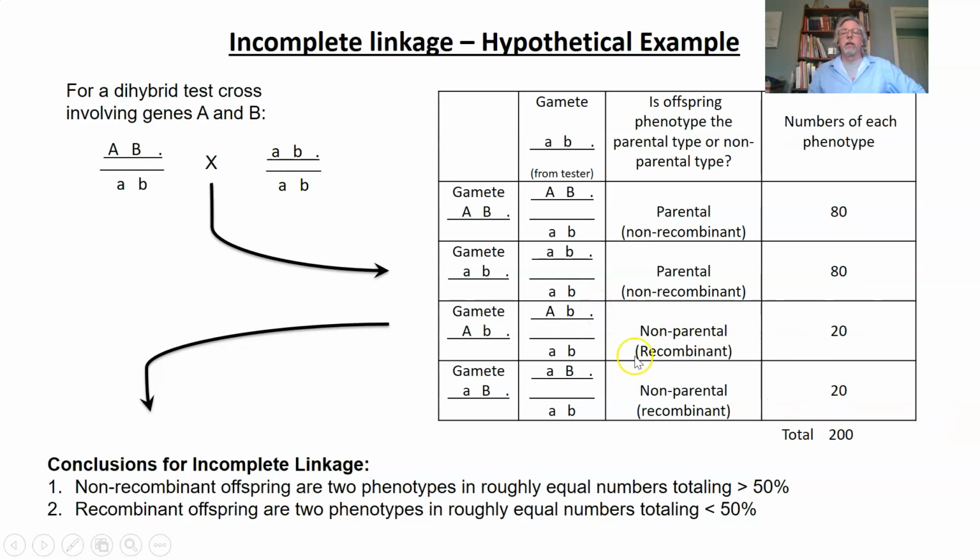Okay? On the other hand, for the recombinant classes, you would also see 2. They would be either dominant for A, recessive for B, or recessive for A and dominant for B. They would be present in equal frequency, and if you sum them together, they would be less than 50%. All right, so the main conclusions: non-recombinant offspring, these here, are the two phenotypes in roughly equal frequency and total more than 50%. Recombinant offspring, these here, two phenotypes in roughly equal frequency again, totaling less than 50%.